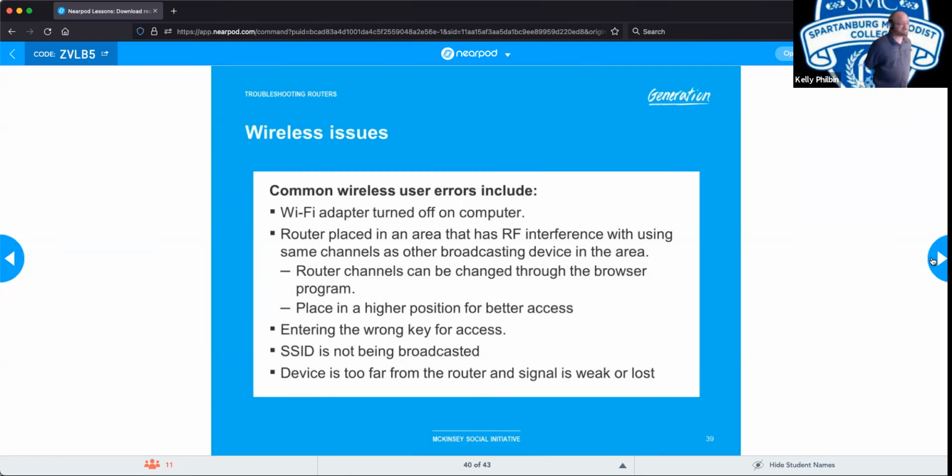SSID is not broadcasting. You need to turn that on if that is something you want, or leave it off if that is something you prefer as well. If the signal is weak and intermittent, your device is probably too far from the Wi-Fi router itself.